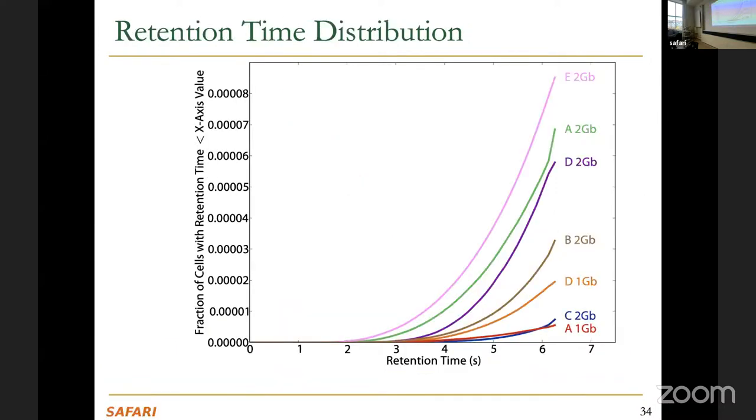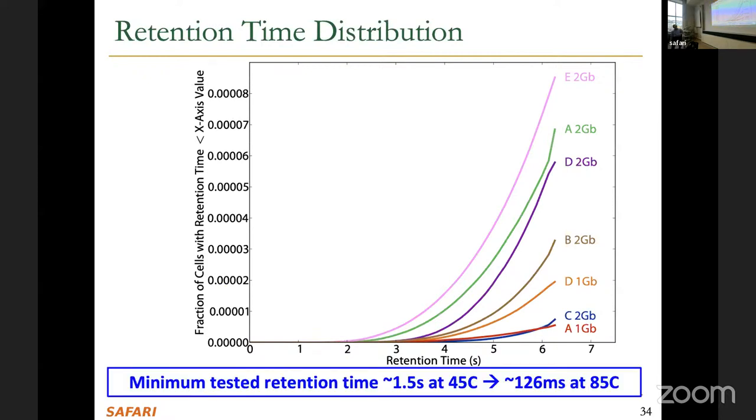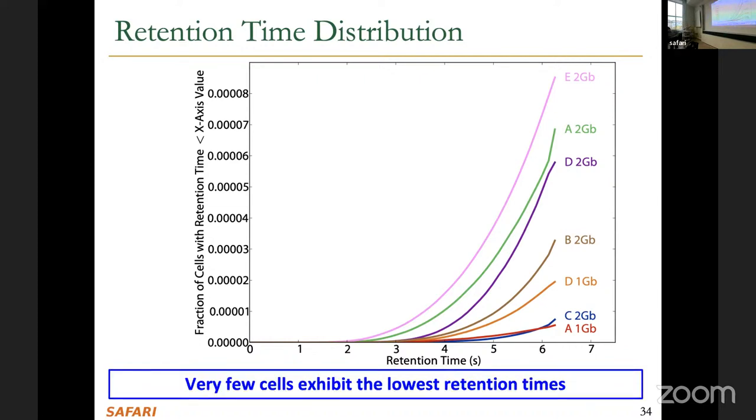Okay. So we also do another validation, which is the retention time distribution over here. Our minimal tested retention time is 1.5 seconds at 45 degrees Celsius, which corresponds to about 126 milliseconds at 85 degrees Celsius. And this actually agrees with prior work. Today at 85 degrees Celsius, the refresh rate is 32 milliseconds. So this shows that there's some margin in the retention times. And very few cells exhibit the lowest retention times. And the shape of the curve is consistent with prior works. Prior works have actually shown this curve.